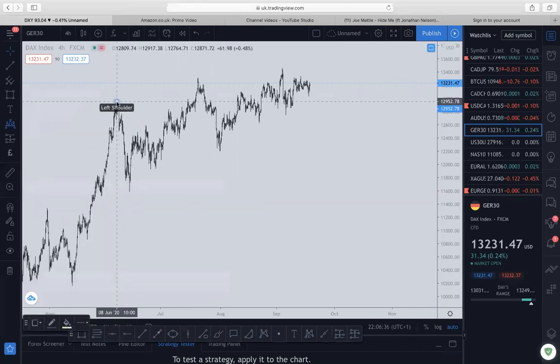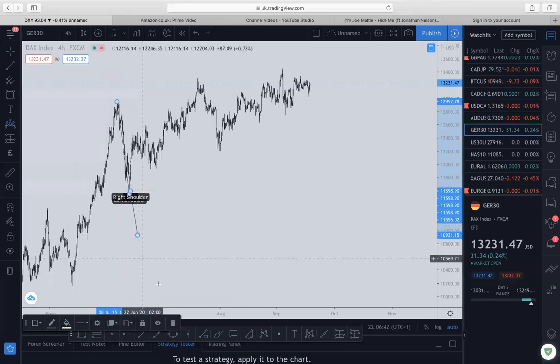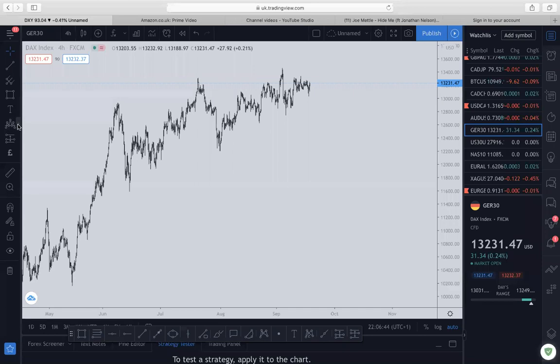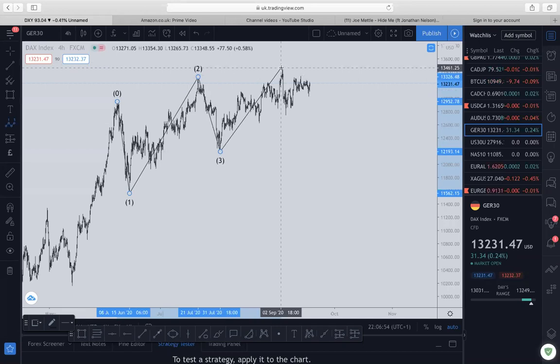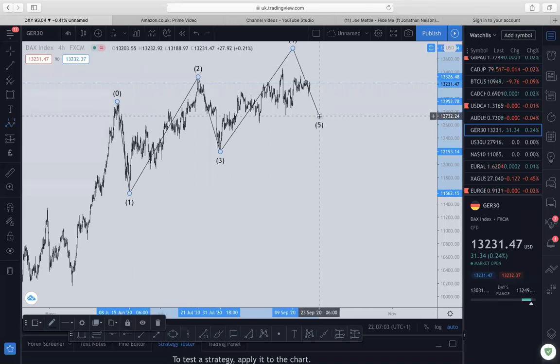This low right here. Why am I using head and shoulders? This low right here, high, created that low, created that low, high, and I expect this to even go higher. So don't be surprised if you see that going even higher.